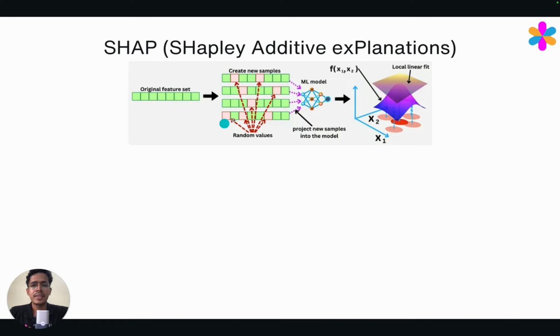And why are we doing this random value thing? It's because if we generate a good enough number of such points, then the effect of that feature... imagine that we create data points with blood pressure values spanning all ranges. Then what that means is we kind of nullify the effect of blood pressure.